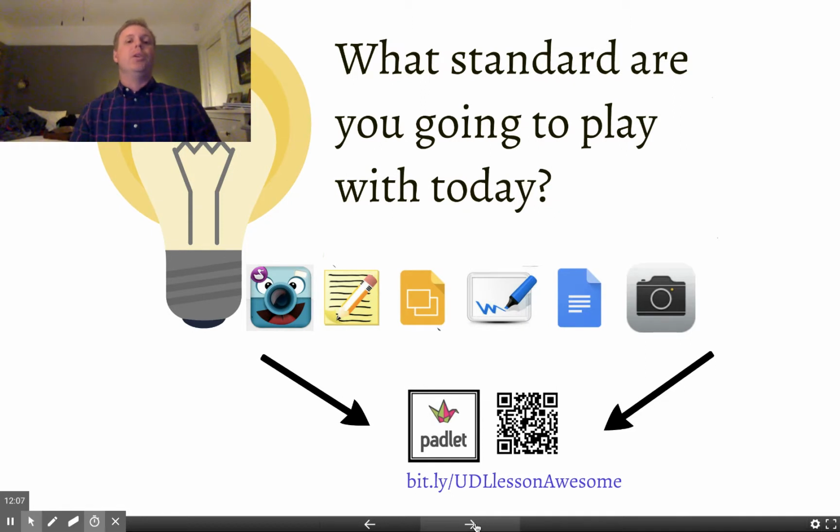So what standard are you going to play with today? Use this time to use our Padlet and identify what your goal is moving forward, and what we'll be designing towards. Go ahead, spend some time and use our Padlet. Pause the video if you need to, and we're going to keep moving. Hopefully you paused it. I really hope they paused it.